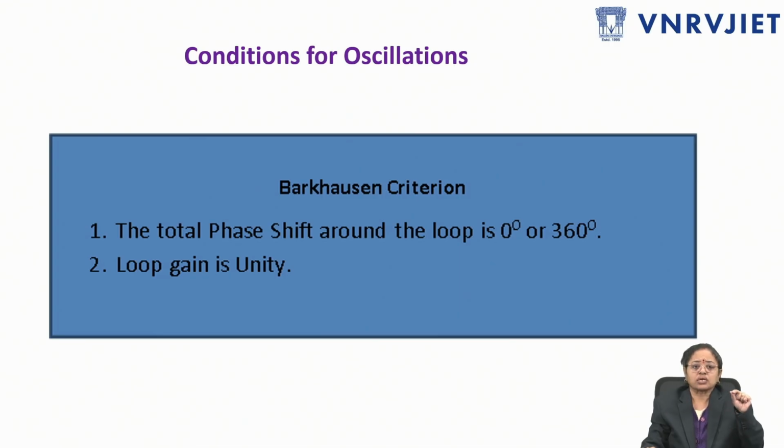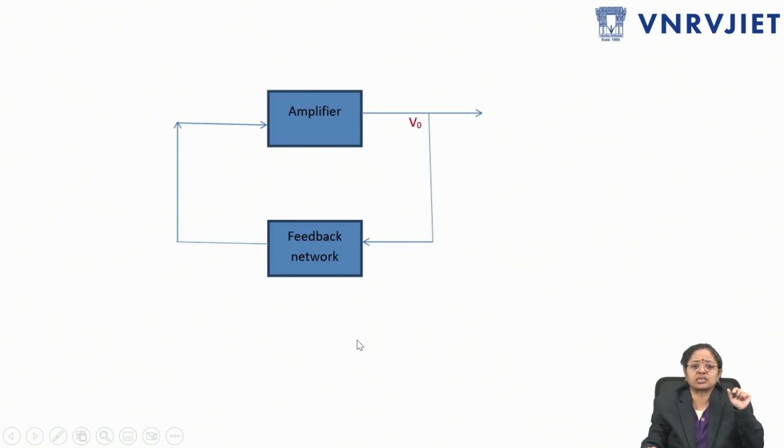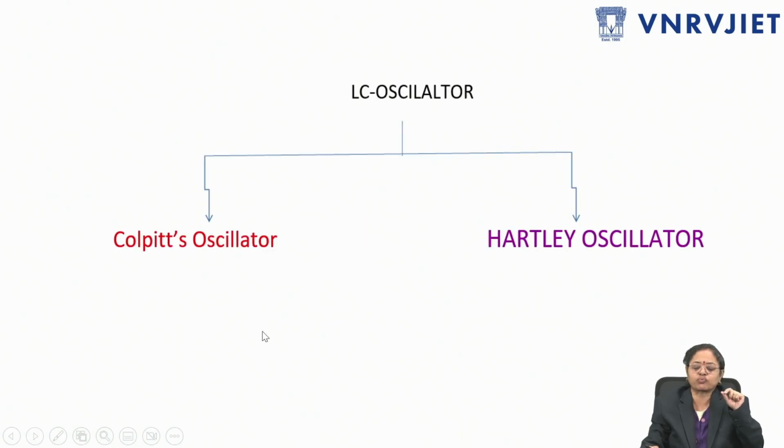What are these conditions? The total phase shift around the loop is 0 degrees or 360 degrees, in other words no net phase shift, and the loop gain is unity. For example, you see this is the feedback used. Over here we have the positive feedback. A part of the output signal is taken from the amplifier circuit and fed to the feedback network. The output of this feedback network is connected back as input to the amplifier, and we observe here that there is no input signal. So this is an oscillator circuit which works without any input signal and generates the oscillations.